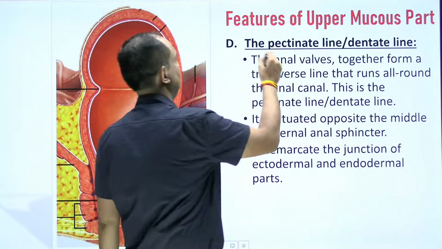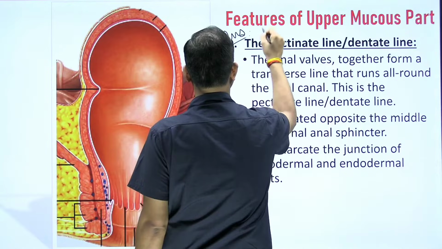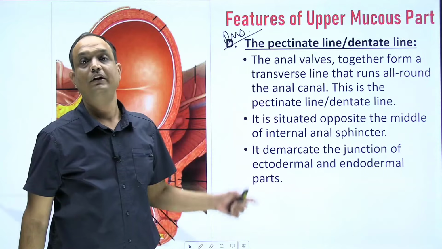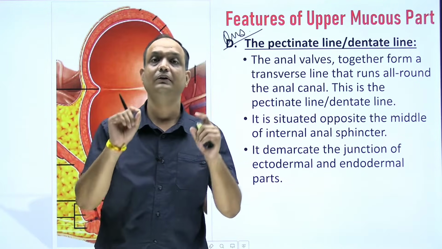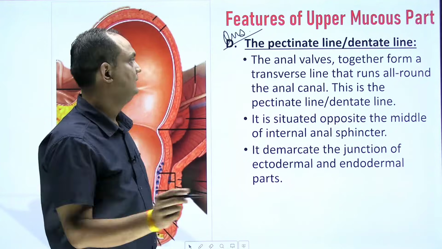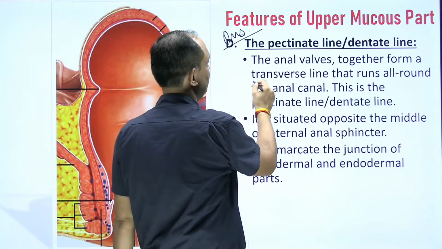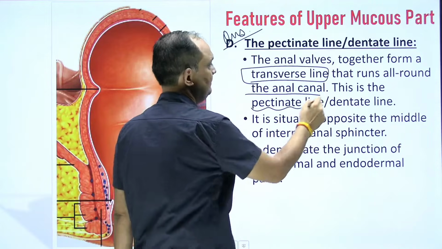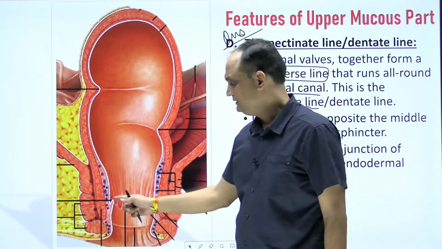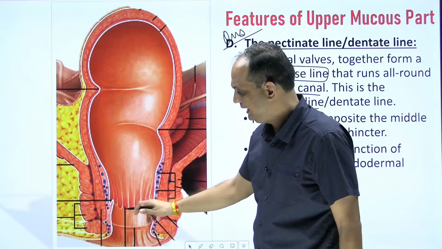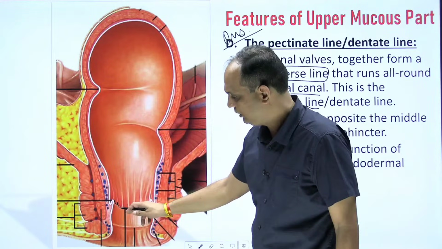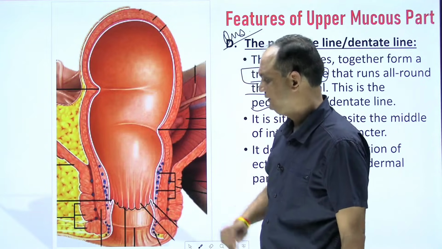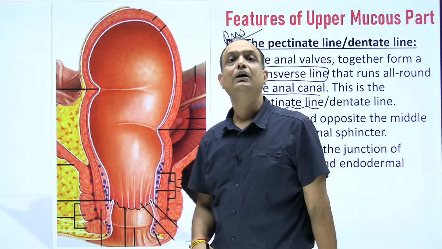Now what is this pectinate line? This is a question of your exam: define the pectinate line or dentate line. Whenever you have this question, you have to define it in only one single line: the anal valves together form a transverse line, and this line which runs all around the anal canal is known as the pectinate line. So here, these are the longitudinal columns, and if I join all the columns from their lower ends, you will find a line. This line is known as the dentate line or pectinate line.